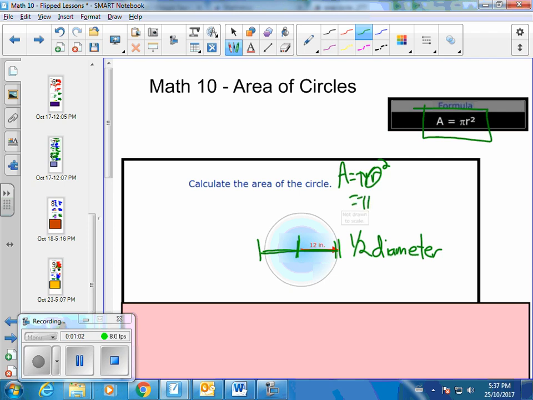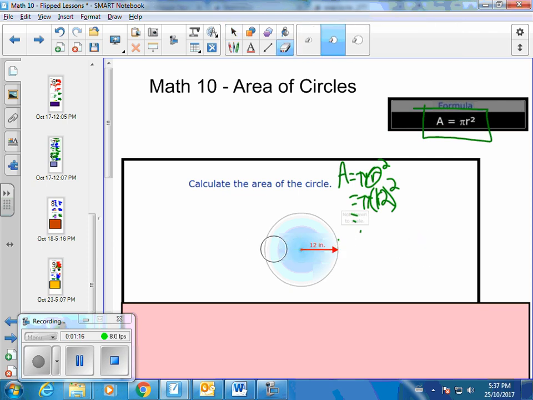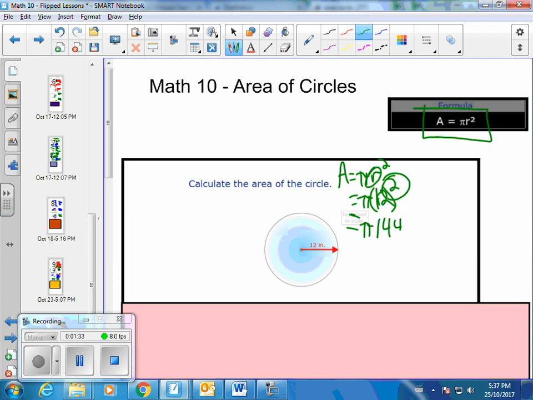So now I have pi times r squared, which is 12 squared. Now what this means is, as we know from our order of operations, I cannot be multiplying my pi times 12 until after I've dealt with my exponent. So what I'm going to do here is 12 squared is 144.